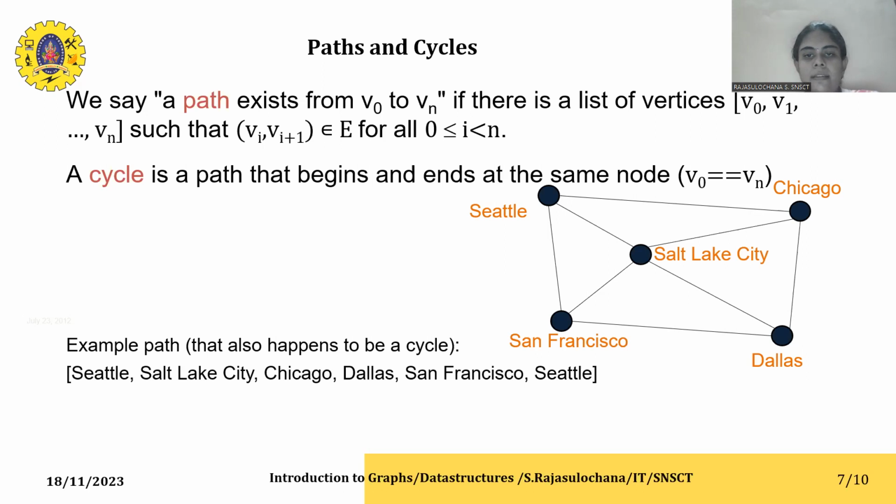Here, what is the cycle? Let us take V0 and V1 both as Seattle. From Seattle we can go to Salt Lake City, from Salt Lake City to Chicago, Chicago to Dallas, from Dallas to San Francisco, and from San Francisco to Seattle again. So this path is called cyclic, and this type of graph is called a cyclic graph.